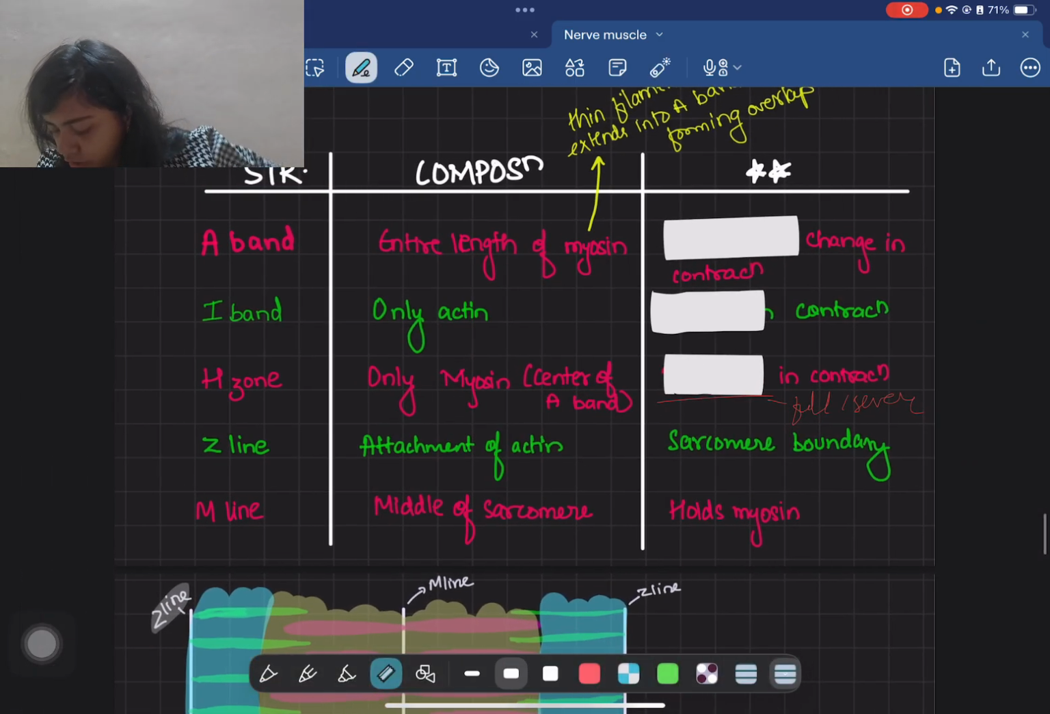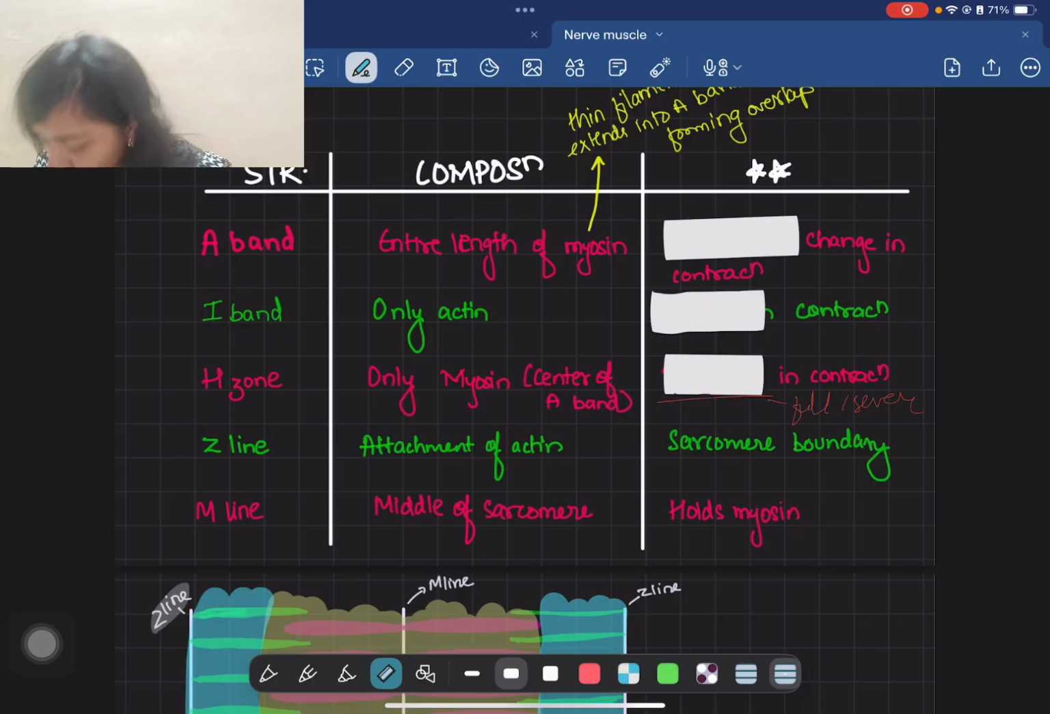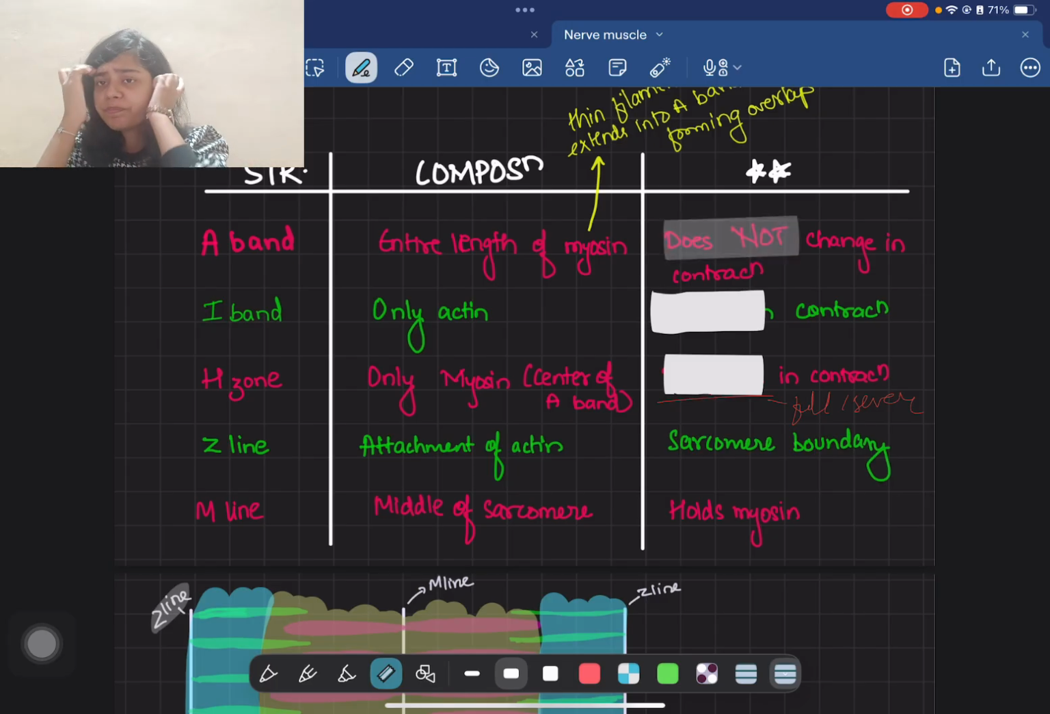Hope you have understood the concept. Now the A band is the entire length of myosin, including the part that overlaps with actin, right? Now will it change during contraction? The answer is that it does not change, because there is no change in the length of myosin.